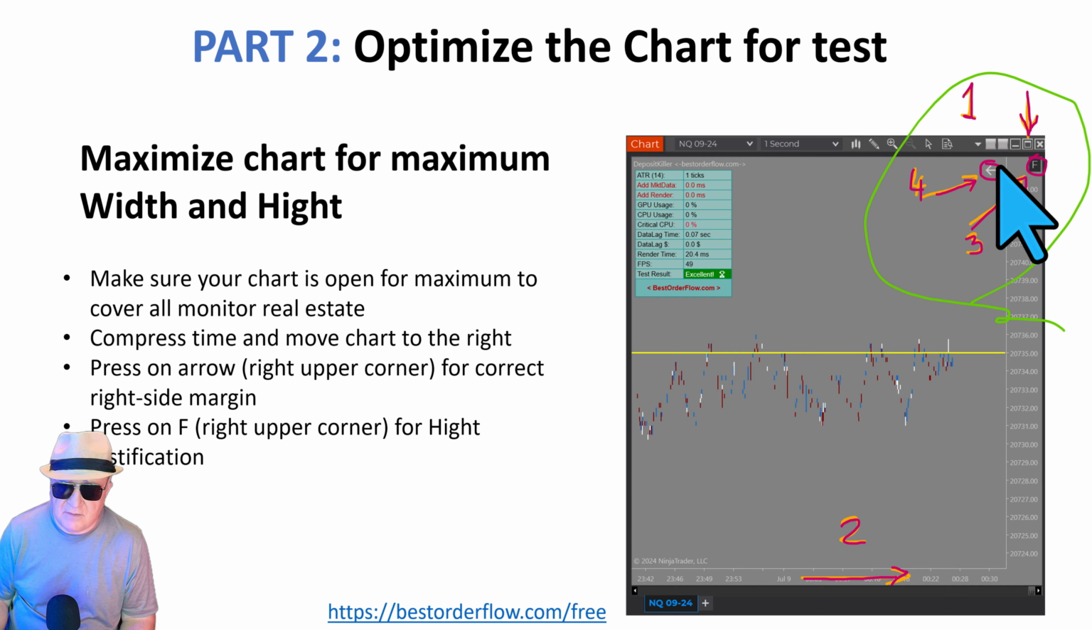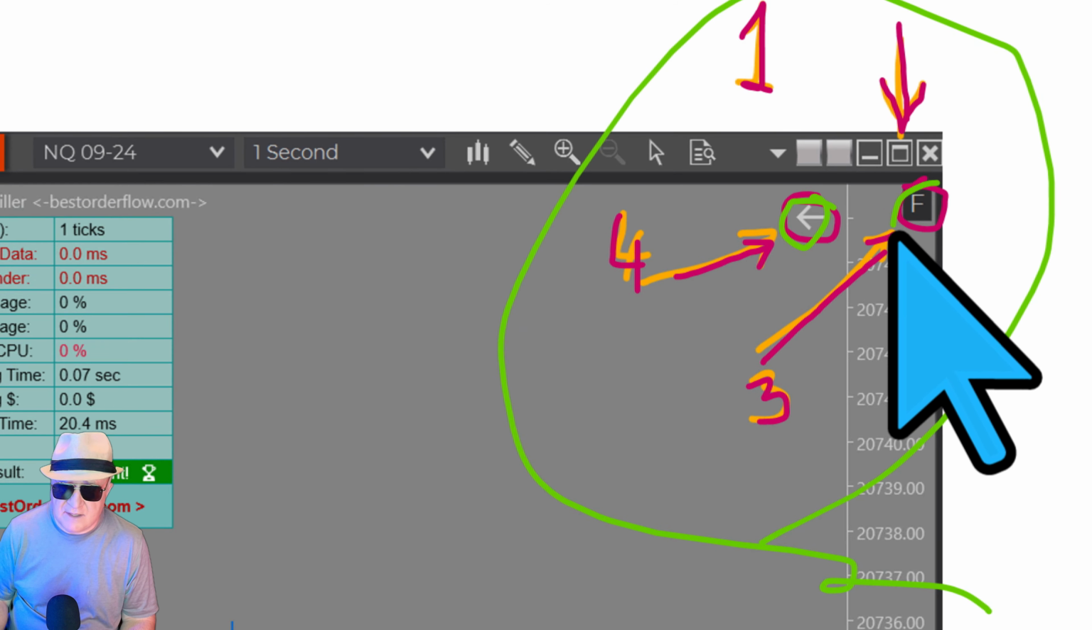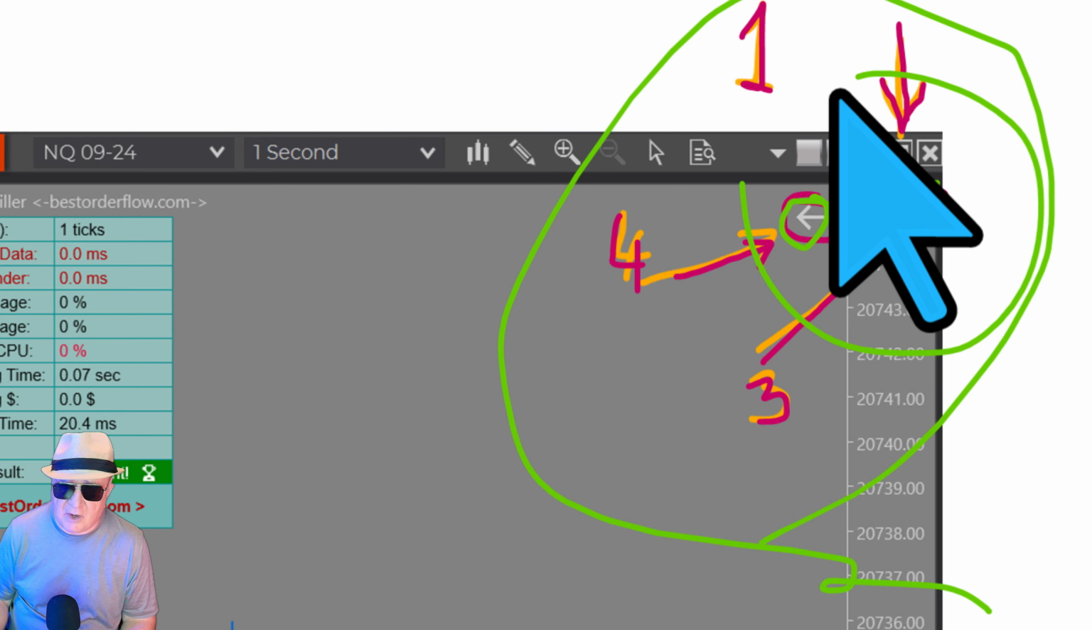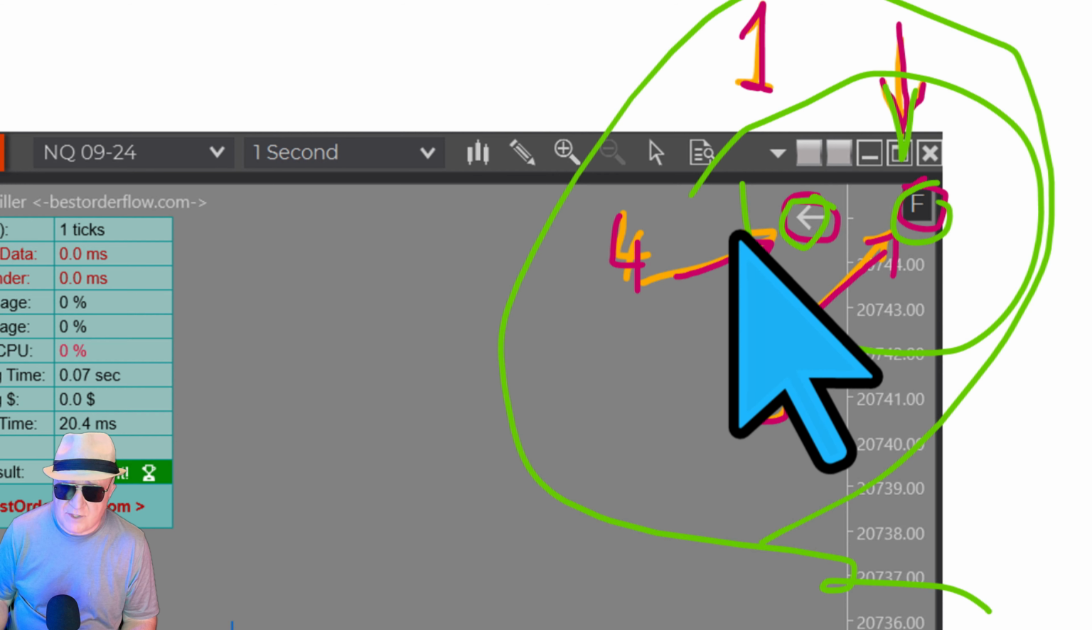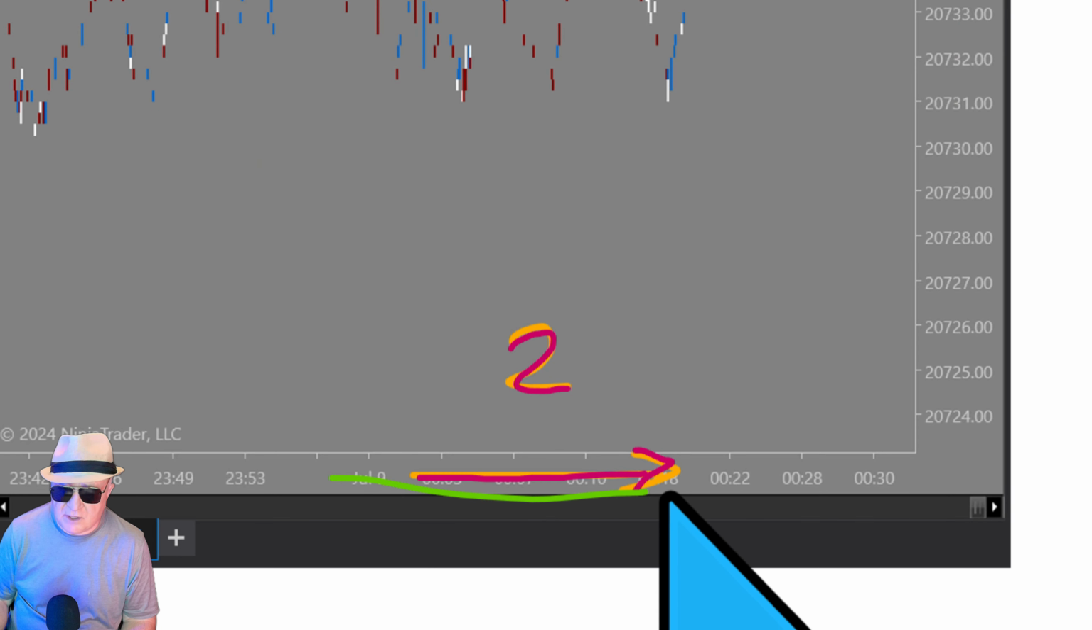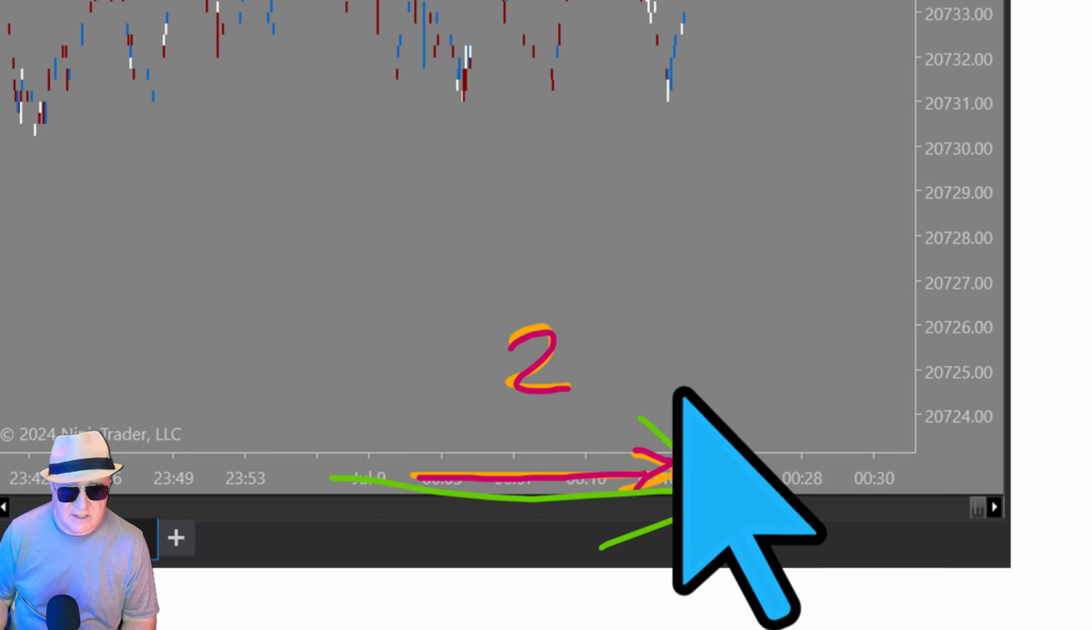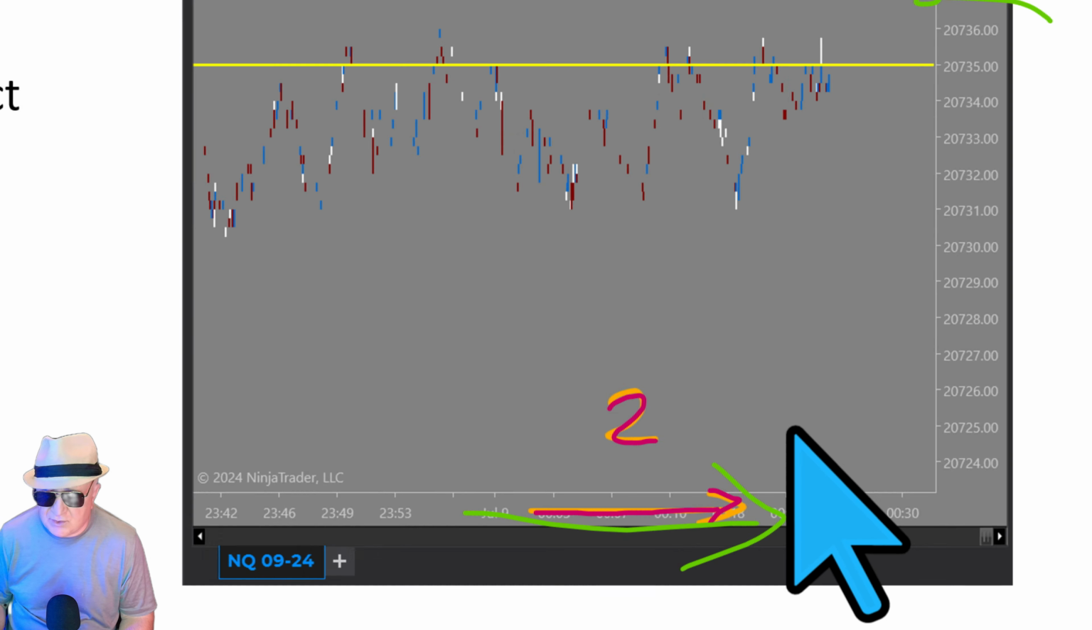And here's how we're optimizing our chart for testing. As I mentioned, this is the arrow and this is the F button in the upper right corner over there. You maximize it with this option and you squeeze your charts to the right. So it's quite simple and most of you know how to do it.